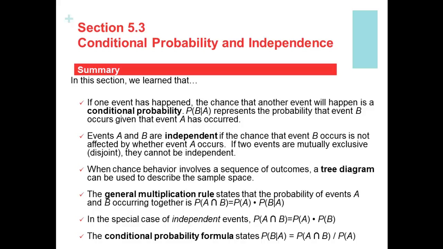When chance behavior involves a sequence of outcomes, a tree diagram can be used to describe the sample space. We had a general multiplication rule, which states that the probability of events A and B occurring together is the probability of A times the probability of B given A. In the special case of two independent events, the probability of A and B occurring is just the probability of A times the probability of B. By reorganizing the general multiplication rule, we find the conditional probability formula, which states the probability of B given A is equal to the probability of A and B divided by the probability of A.